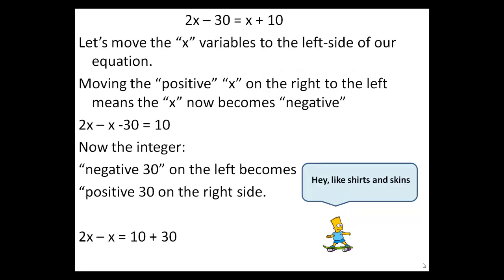Let's move the x variables to the left side of our equation. Moving the positive x on the right to the left means the x now becomes negative. 2x minus x minus 30 equals 10. Now the integer, negative 30 on the left becomes positive 30 on the right. 2x minus x equals 10 plus 30.